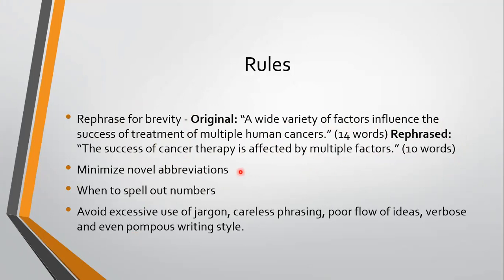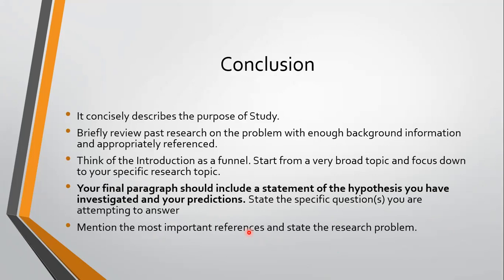Minimize novel abbreviations. Do not go for abbreviations that have been created by you. And you need to be specific when you want to spell out numbers. Normally 1 to 10 you spell out. More than 10 you write the numbers. But if your sentence begins with a number, then you need to spell it out. Avoid excessive use of jargon, careless phrasing, poor flow of ideas, verbose and even pompous writing style. Do not follow these. They are not a good part of your introduction.